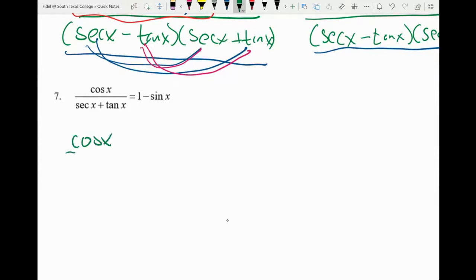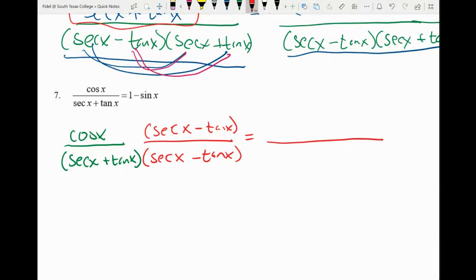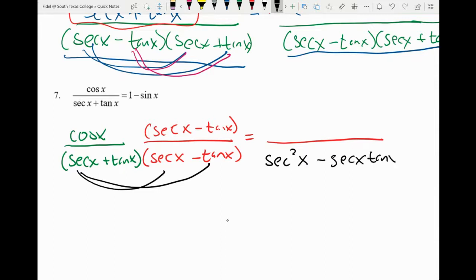But this is what we can do. We can go like this. We can say, look, this is cosine of x. And on the bottom, we already have a secant x and a plus tangent x. If I multiply both the top and the bottom by secant of x minus tangent of x, then, and I'm going to work with the bottom first, y'all, okay? So look, secant of x times secant of x again is going to be secant squared x, right? Secant of x minus tangent of x is going to be a minus secant x tangent x.